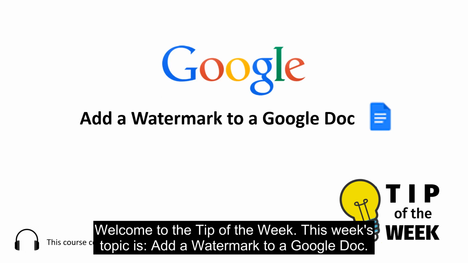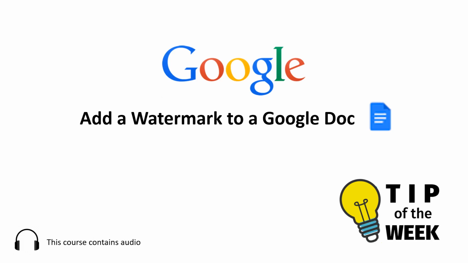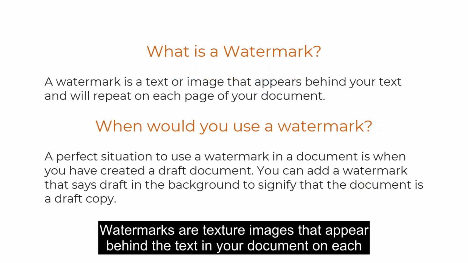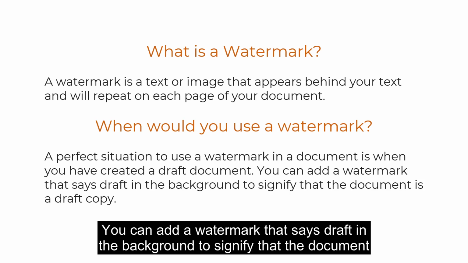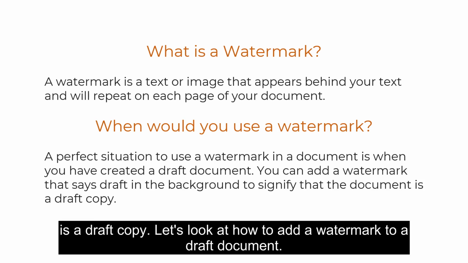This week's topic is add a watermark to a Google Doc. Watermarks are text or images that appear behind the text in your document on each page. A perfect situation to use a watermark is when you have created a draft document. You can add a watermark that says draft in the background to signify that the document is a draft copy. Let's look at how to add a watermark to a draft document.